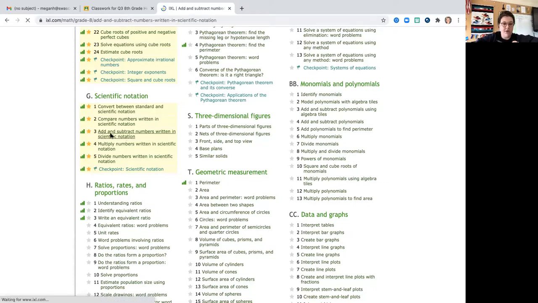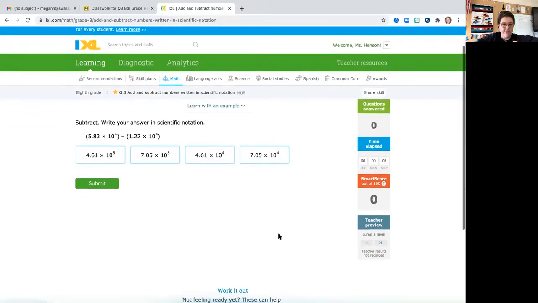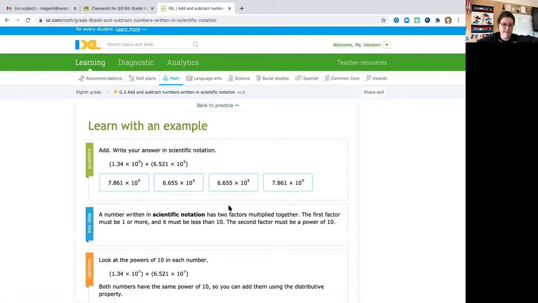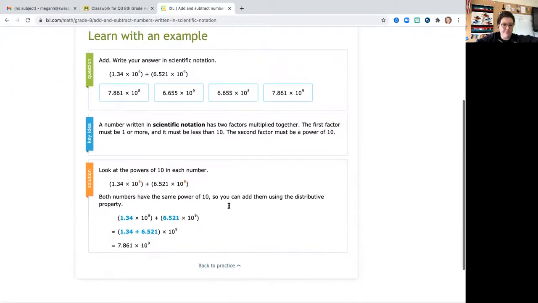So I'm going to go ahead and pull up section 3, add and subtract numbers written in scientific notation. And I'm going to remind you that if you're on your own and you don't remember how to do it, anytime you start a new section, there's this learn with example, but it's only when you just start. So make sure that when you start a new section, if you're not sure how to do it, you're not just guessing and you can go to learn with example. Okay, so we can look down here.